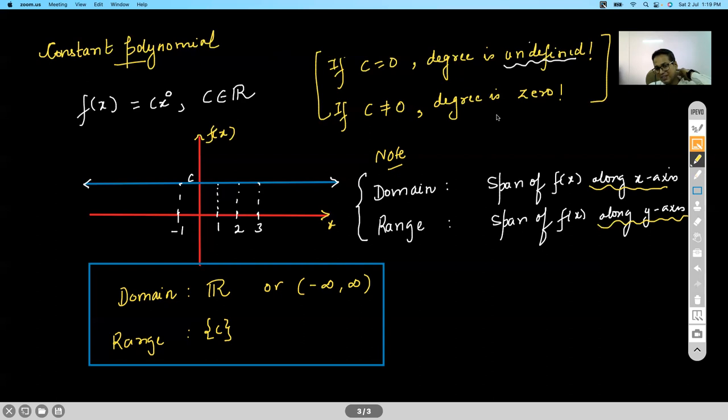Sir, what if it was f(y)? So that's a function of y. So it's a polynomial in y. So your y will be along the x-axis and f(y) will be along the y-axis. Sir, then it will be the span of f(y) along the y-axis. Will it be changing? See, the domain and range. My dear, x and y are just names of the variables.